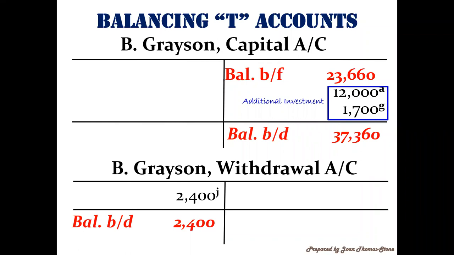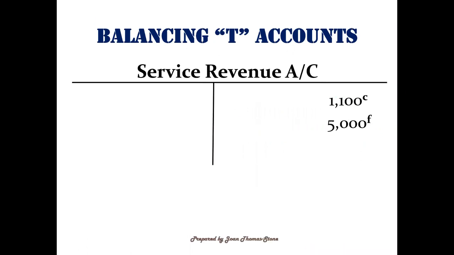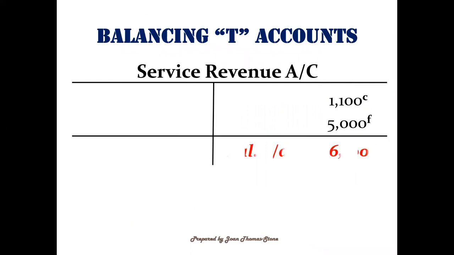So that's capital, that's withdrawal. Let's move along. What was the next account that we had? The next account that we had was our service revenue. What the theory says, revenue accounts carry normally a credit balance. Beautiful. So our service revenue account, guys, has a credit balance of 6,100.